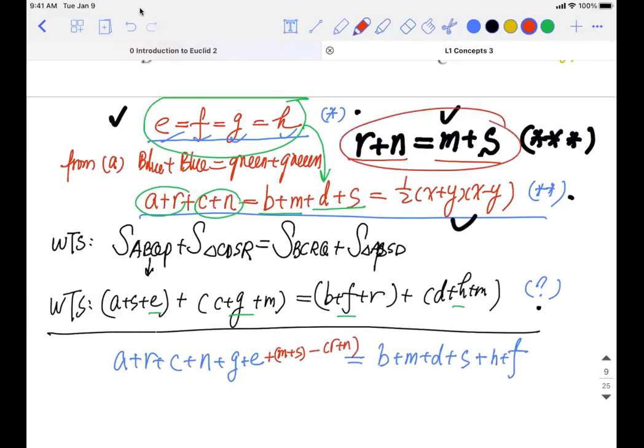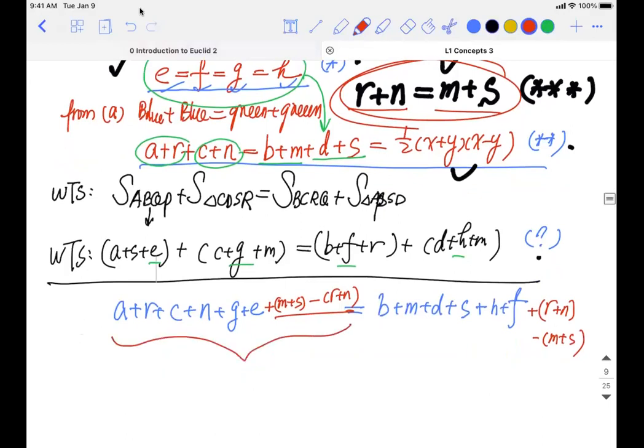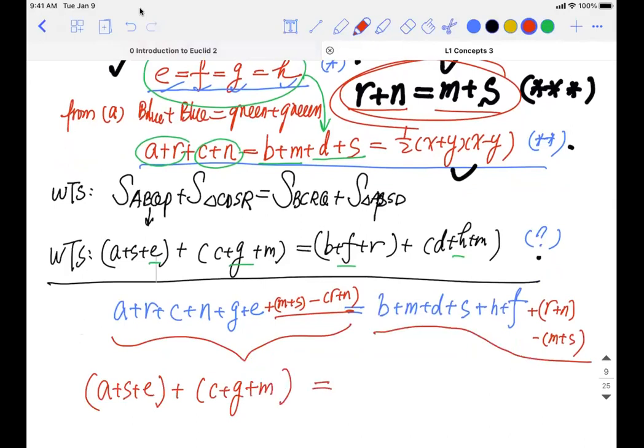These two things are the same. I add on the left, or I subtract the right. It's the same thing, right? I'm going to do the same thing, but this is going to be R plus N minus M plus S. I add the right, subtract the left. Nothing has been changed, right? Trust me, if you rearrange this guy, this is going to be A plus S plus E plus C plus G plus M. If you rearrange this guy, this is going to be plus F plus R, D plus H plus N.